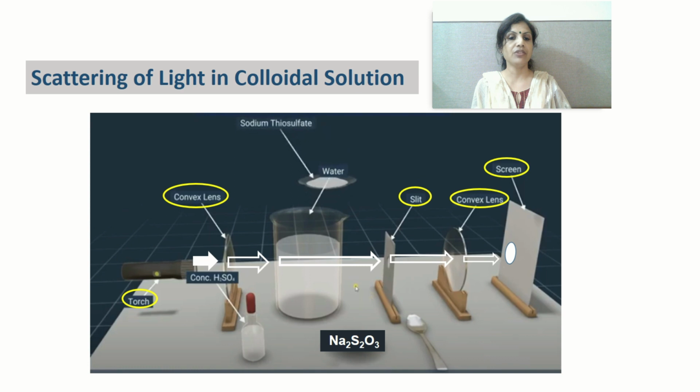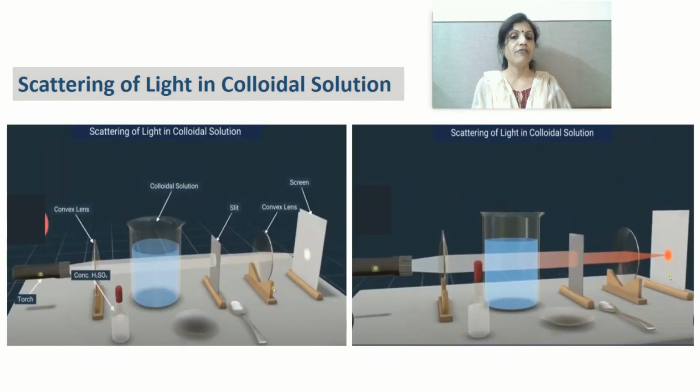Now what we have to do is dissolve 200 gram of sodium thiosulfate in about 2 liters of water which is taken in the tank. Add about 1 to 2 ml of concentrated sulfuric acid into the water and observe the change. You will find that the fine microscopic sulfur particles precipitate in about 2 to 3 minutes.